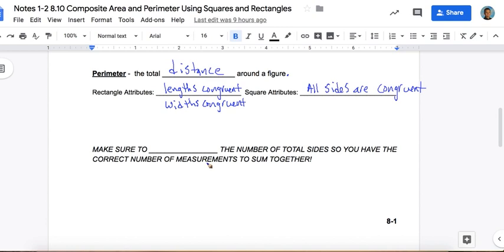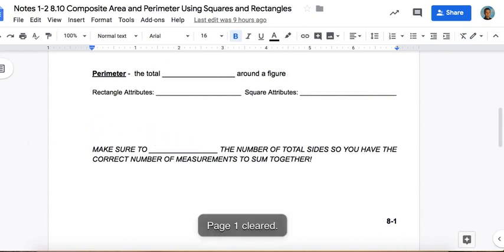And when we find the perimeter, we need to make sure we count the total number of sides you have, so you have the correct number of measurements to sum together, meaning to add together. So we know that we have 6 sides, so write this down. And then we're going to go back to the previous picture, which we already have labeled. So let me go back up here.